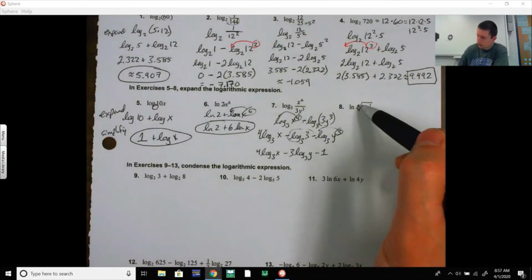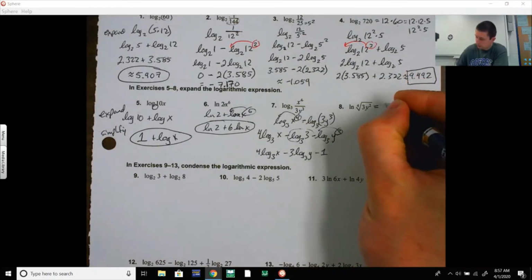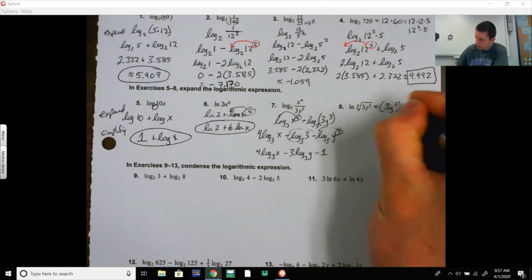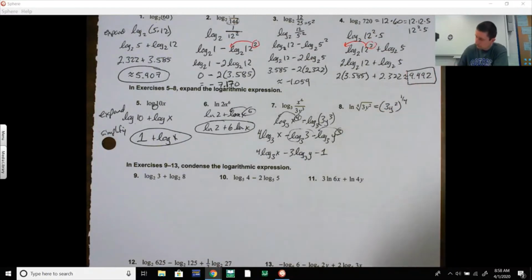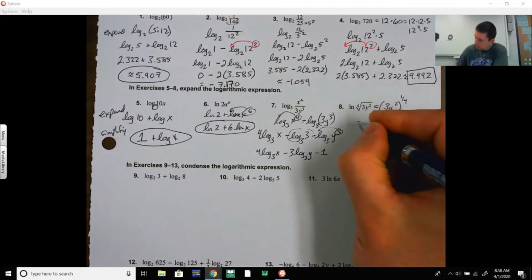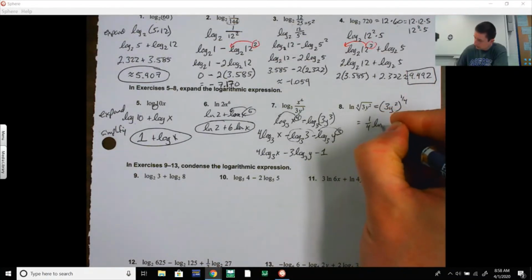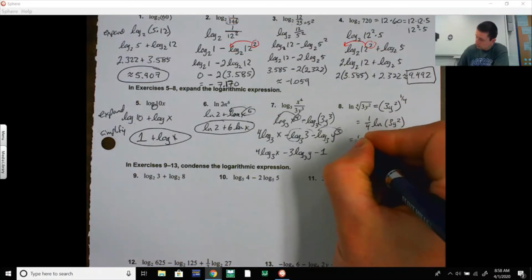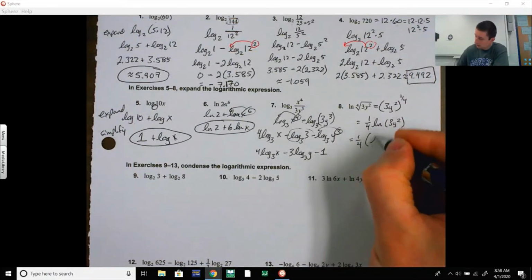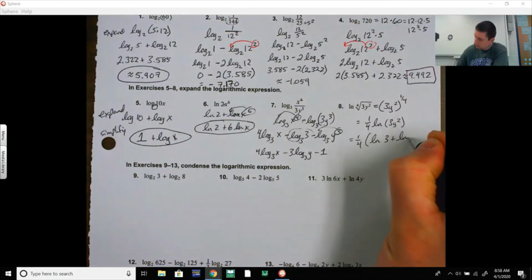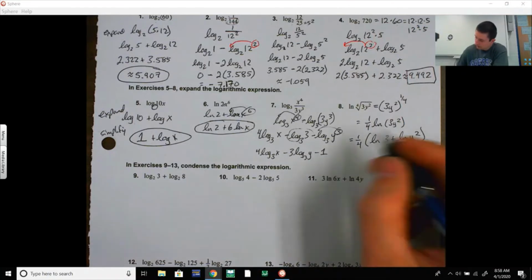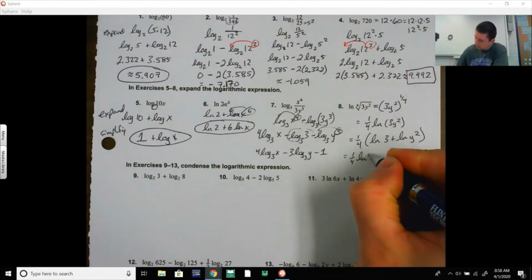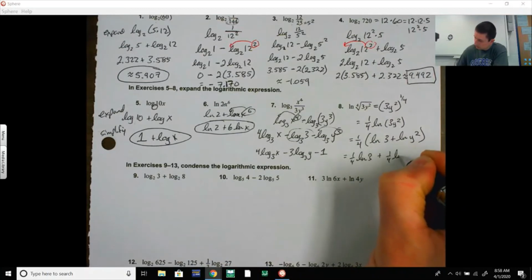Okay, radicals, convert those into exponential form. So this would be 3y squared to the 1/4 power. So I'm going to frog log that right away. So 1/4 times the natural log of 3y squared. Okay, when I expand this, that 1/4 will go to both of them. So it looks like 1/4 times the quantity natural log 3 plus natural log y squared. That is 1/4 natural log 3 plus 1/4 natural log y squared.